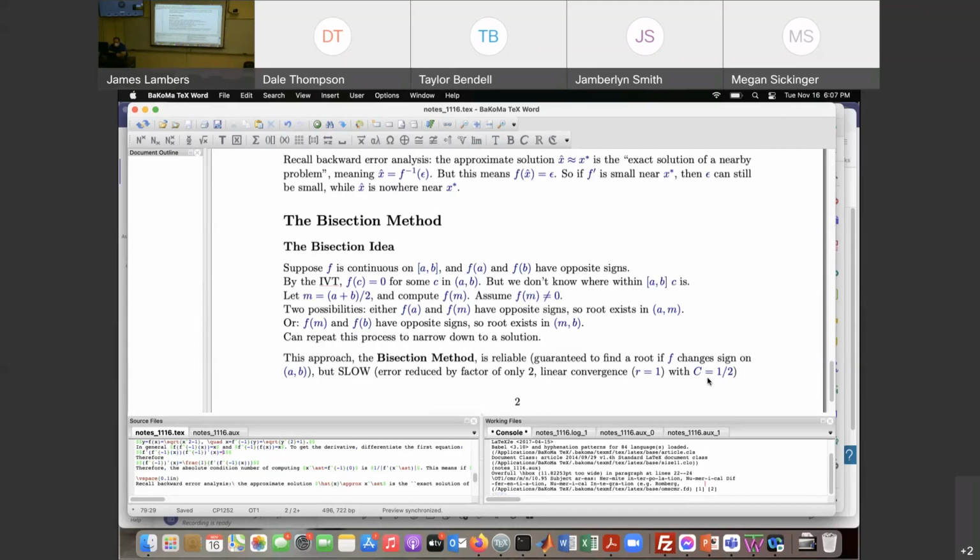At this point, this is the first method we're looking at, so you don't have a frame of reference. But what I can tell you is that we can do better than this, in terms of having a higher order of convergence, or even linear convergence with a smaller asymptotic error constant c. This is the slowest of the methods we're going to see in this chapter, but also the most reliable.